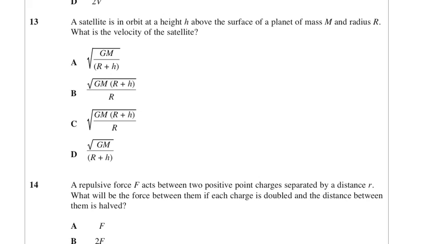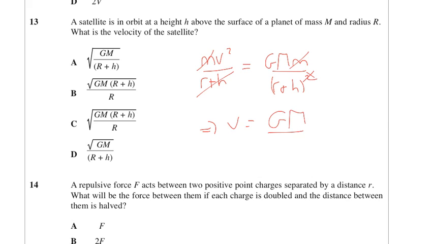A satellite is in orbit at height h above the surface of a planet of mass m and radius r. What's the velocity? So we're just equating our two equations, so GMm over (r plus h) squared, so cancel the m's, cancel one (r plus h), so velocity would be GM over (r plus h), and then square rooted, which is answer A.